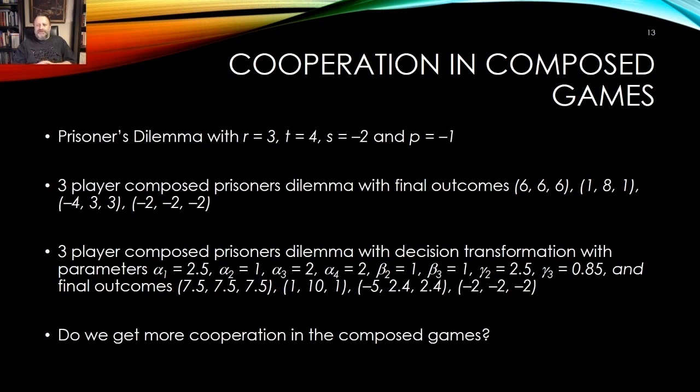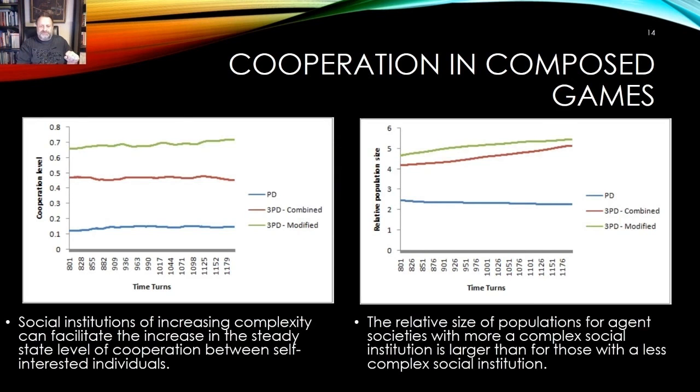So, what we look at is a simple question: do we get more cooperation in the composed games? And here you see the results. So first is after a number of turns in a steady state of the simulation, where do we get? So here the simulation is a relatively basic simulation where you have a number of agents which move in a two-dimensional space, and the neighbors may decide to cooperate or defect in the games that they play.